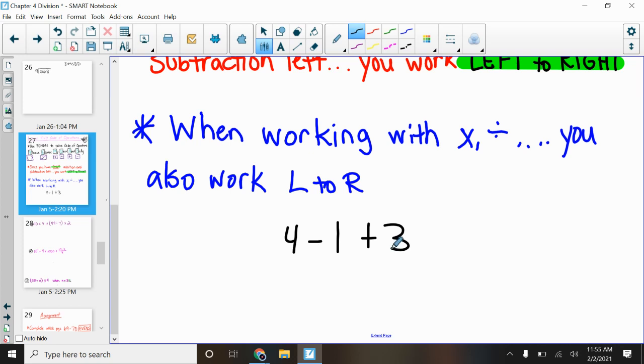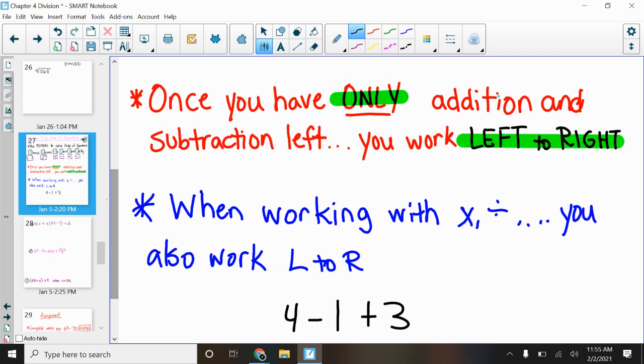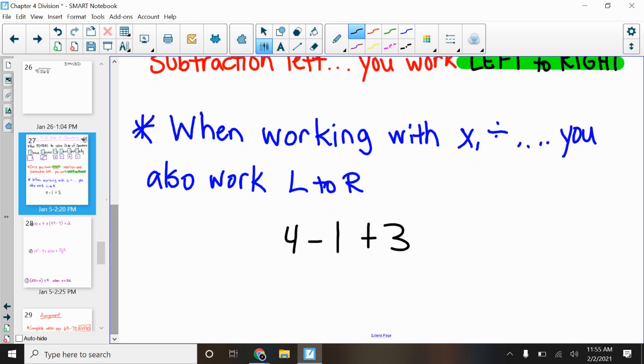Well, let's go back to those little notes that Miss Malone just gave you right up top here. Those notes said that once you have only addition and subtraction left, you work left to right. So in that problem below, which math operation is on the left side? Because this problem has 2 sides. This is a side, and this is a side. So which math operation is on the left side, Dominic? The subtraction. So that's what I'm going to have to do first.